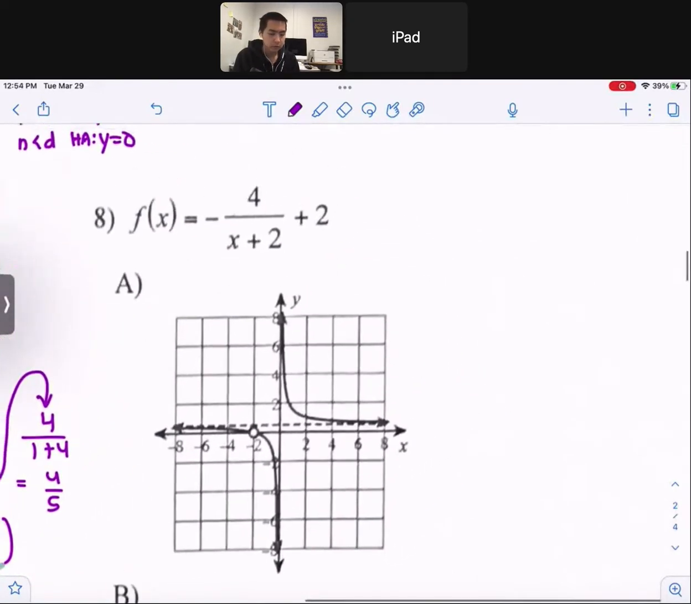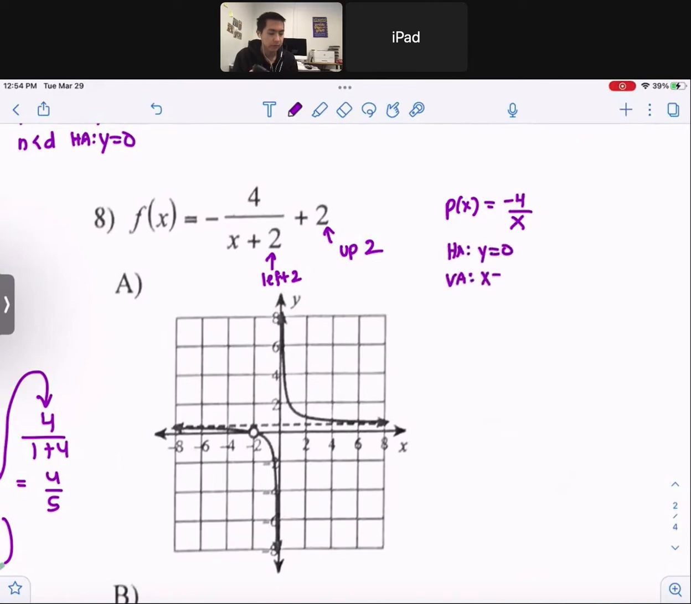Number 8. So remember, for these type of problems, you guys, this says left 2, right? And this one says up 2. And if we graph the parent function, you guys, it's -4 all over x. And remember, your guys' horizontal asymptote is y equals 0, and your vertical asymptote is x equals 0. Okay, so remember when you guys did a table for this, -1, if you plug in -1 into here, you guys get 4, and if you guys plug in 1, you guys get -4.